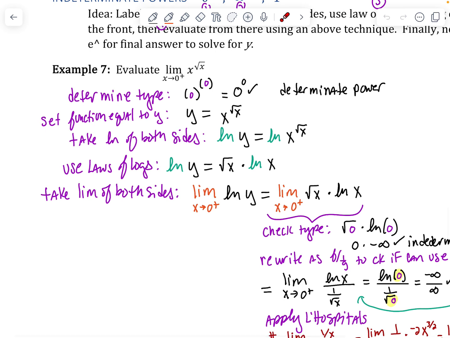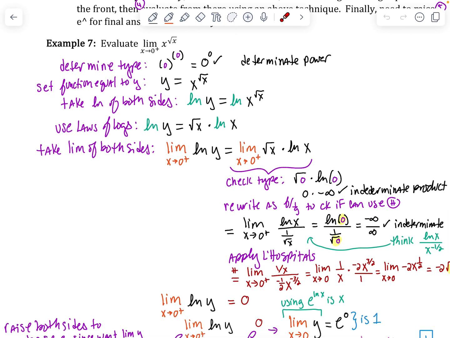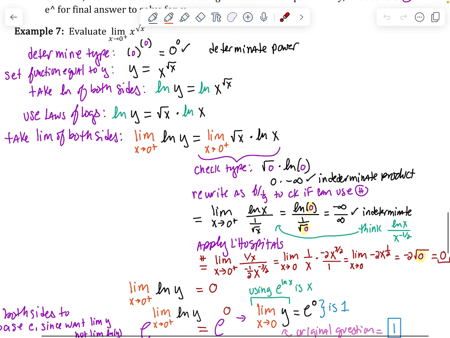So I first need to determine if I can even qualify for L'Hospital's. So I have the limit as x goes to 0 from the plus side, which now you understand why it was from the right side. So I plug 0 in for the square root of 0 to get 0. I plug 0 into the natural log, which tends towards negative infinity, and this satisfies product indeterminate. Remember, when it's product indeterminate, we want to take one of the functions, one of the terms, and write it in the denominator as a denominator. So we're not ready to use L'Hospital's yet.